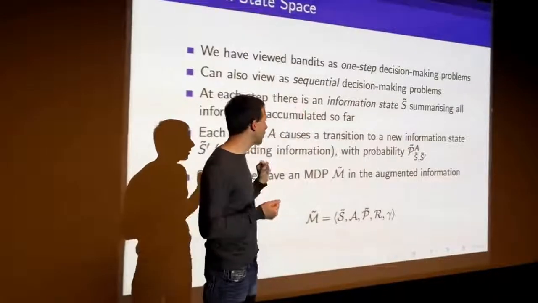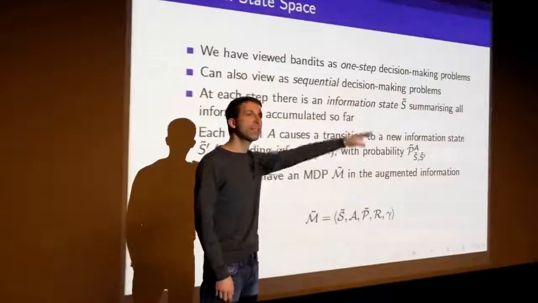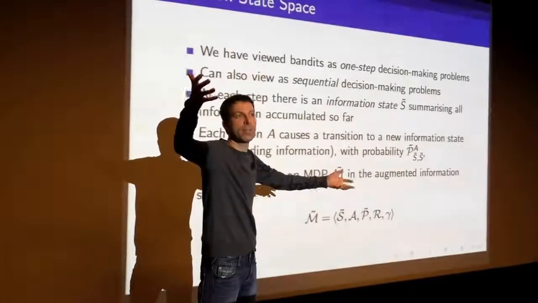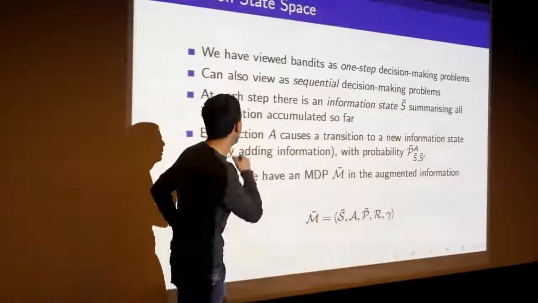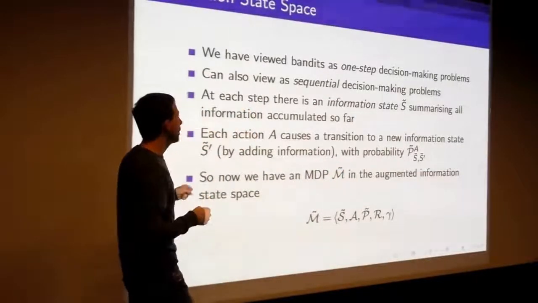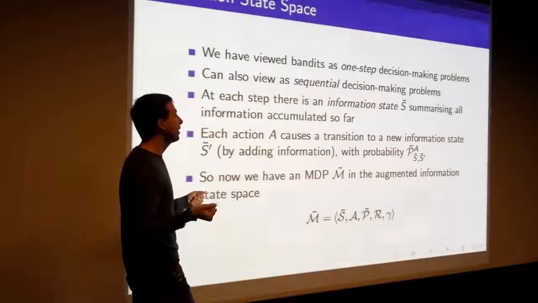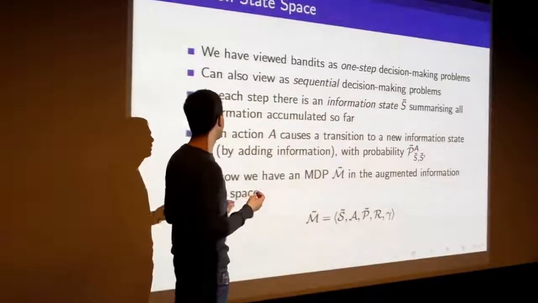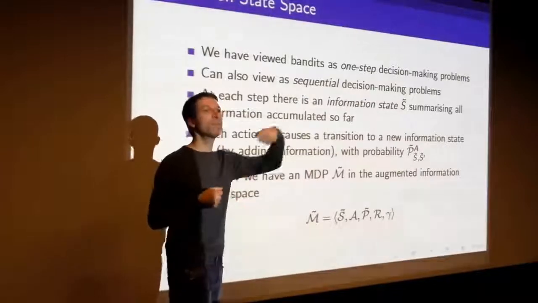So this summary we can think of as, I've pulled this lever 3 times and this lever 5 times. That would be an example of an information state. And now, each time we actually take an action, it's going to transition us. We're going to have an MDP with a transition probability that transitions us into some new information state.